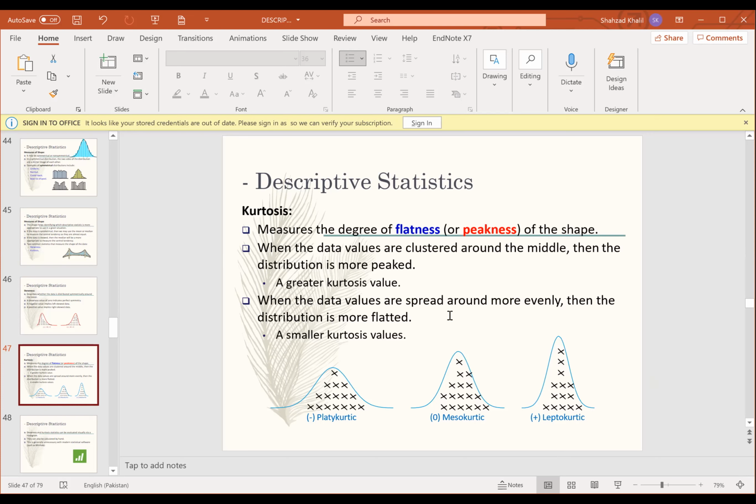When the data values are spread around more evenly, then the distribution is more flattened. You can see like this, platykurtic. It's flattened, it's broader, with a smaller kurtosis value. And so we have different names for all these curves: platykurtic, which is flattened, mesokurtic, and leptokurtic.